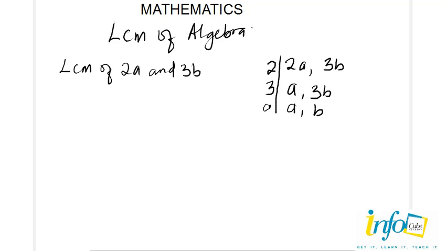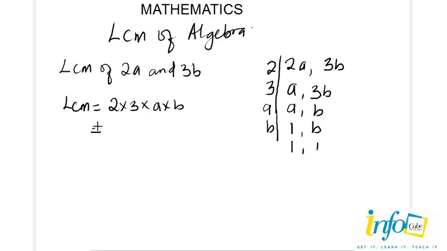Then we go with a. You have 1, bring down your b. Then you now go with b. So you have 1, 1. So let's multiply out what we have. We have that the L.C.M is equals 2 times 3 times a times b, which will give us 2 times 3 is 6ab. So you have 6ab as your answer.